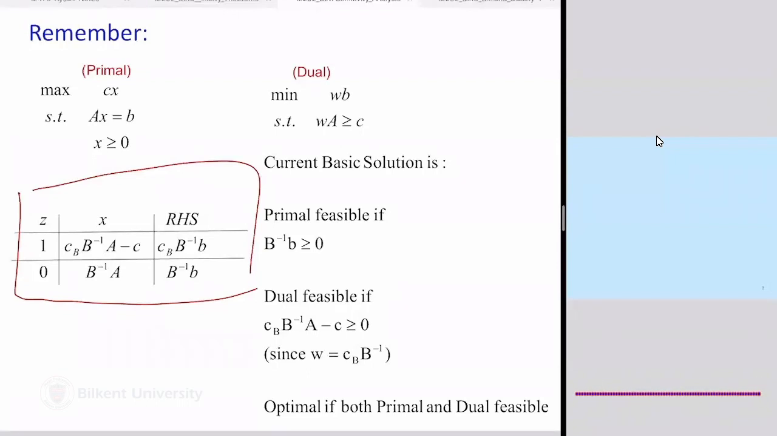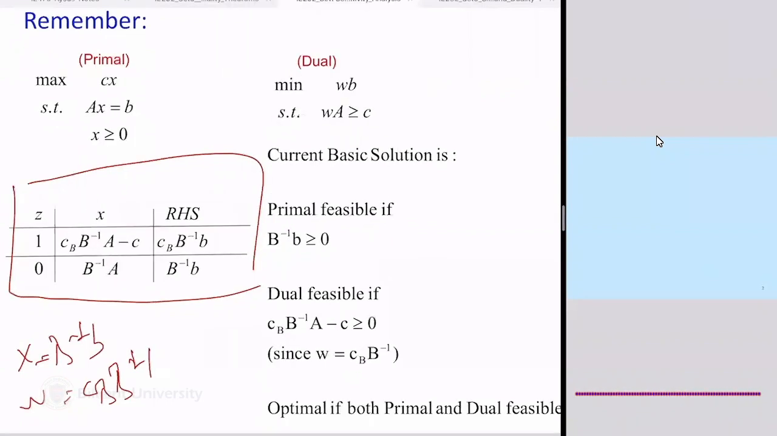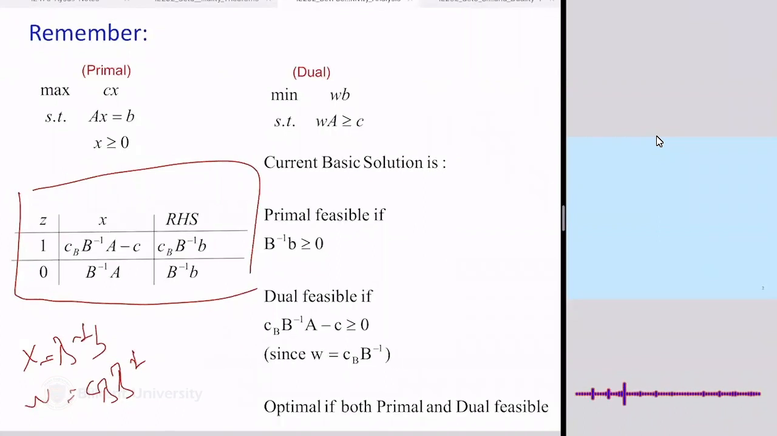Again, I repeat, in the simplex table like this, the X, which is B inverse b, and W, which is CB B inverse, always satisfies complementary slackness, right? We keep asking this to you. It was also in the poll question. So this X and W pair always satisfies complementary slackness.